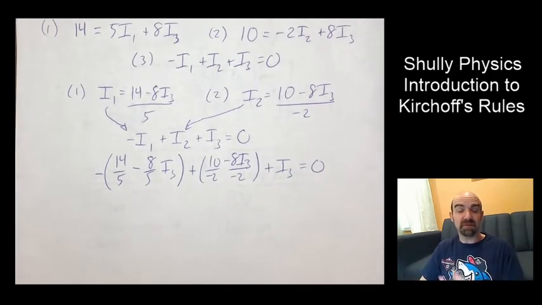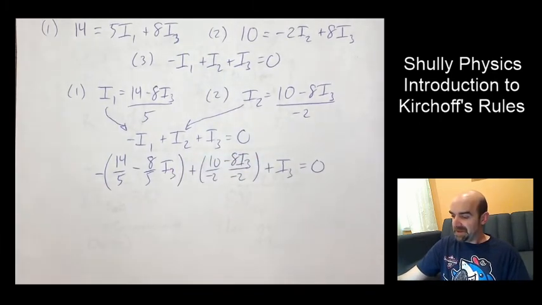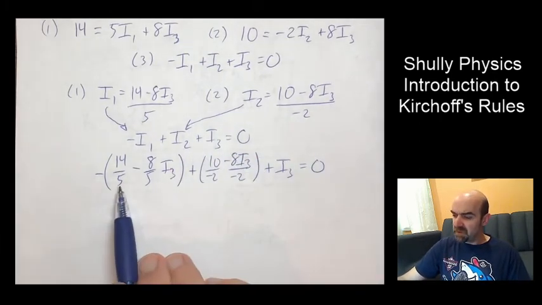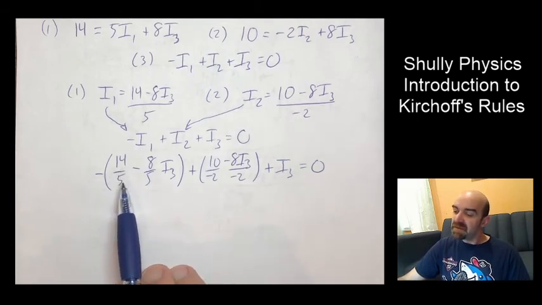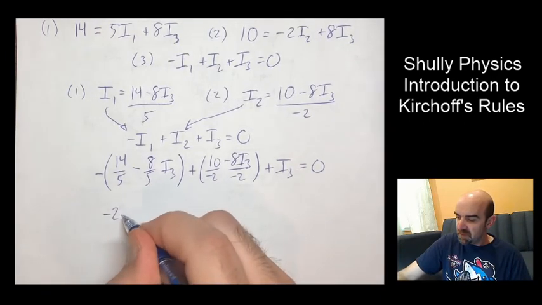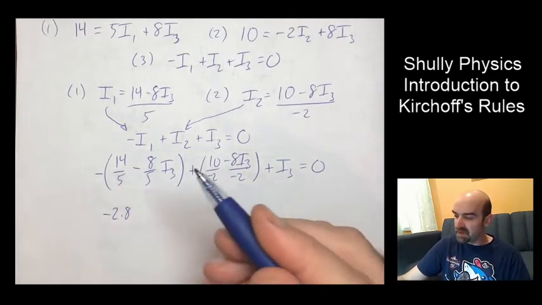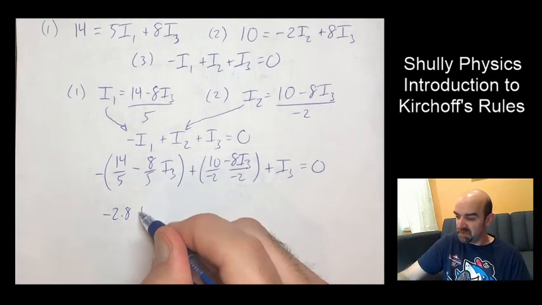So what I've done is I've just collapsed this down to one equation with one unknown. This is solving by substitution. Here we have 2 and 4/5, so that'd be a negative 2.8, distributing the negative there. And 8/5 is the same as 16/10, or 1.6.